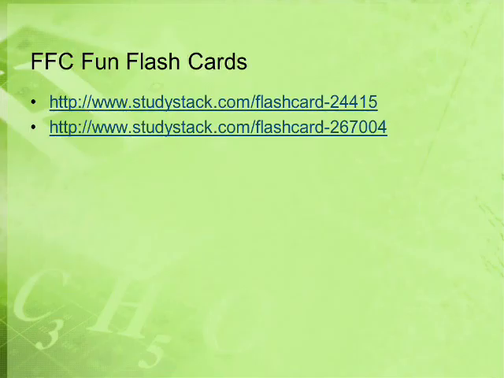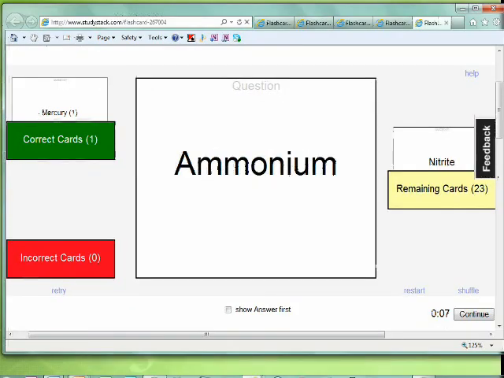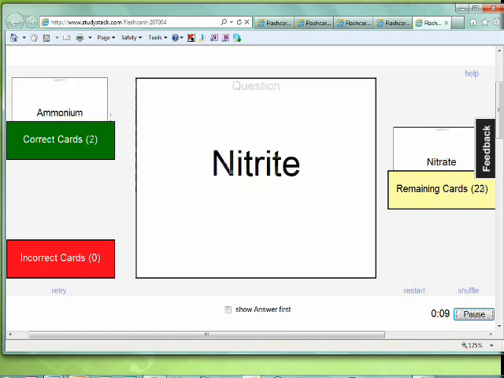Now the other link is the other way around. So the other one is showing the name first, and you just say the formula, NH4 plus, and that's correct. Nitrite, NO2 minus. And notice there's a timer. You can time yourself, you can pause if you want to, like if some more friends come to the door wanting to come to the party, you can pause it. Also, if you look down at the bottom, show answers first, it's just the reverse of what we were doing, so you really don't have to go to the two links. You can just do the one link. But, you know, give it a shot. It's a barrel of monkeys.